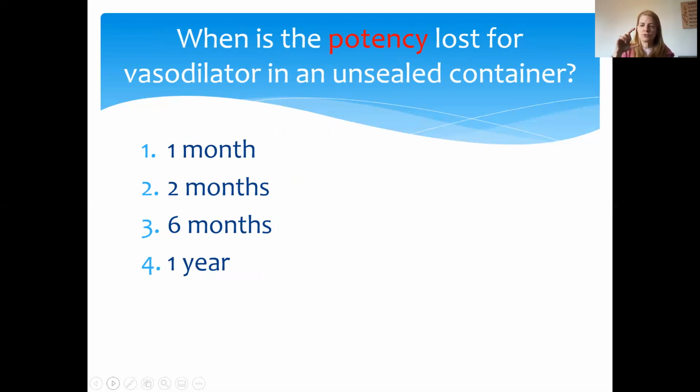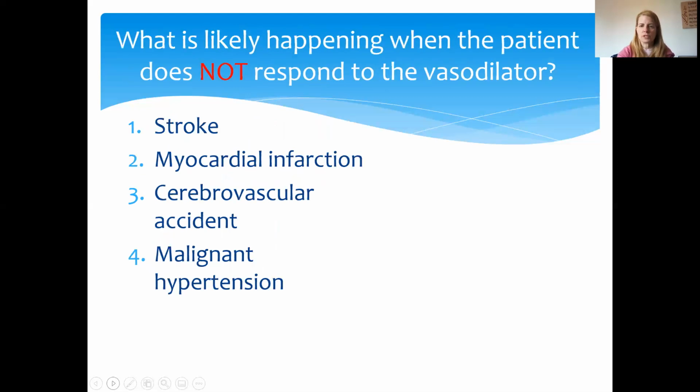If a nitroglycerin container is opened and a patient actually takes a tablet of nitroglycerin, that packaging can only stay open for 6 months. The potency is lost after 6 months. So they'd want to get a new prescription. What is likely happening when the patient does not respond to the nitroglycerin vasodilator? Vasodilating means that the blood vessels are opened more. Instead of being tight and constricted, they're allowed to open.